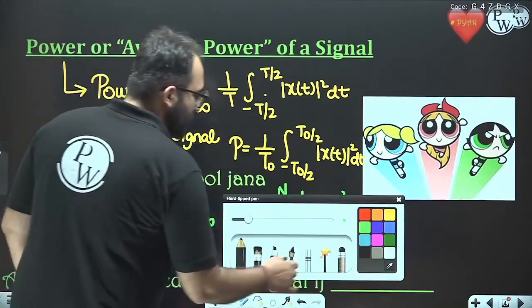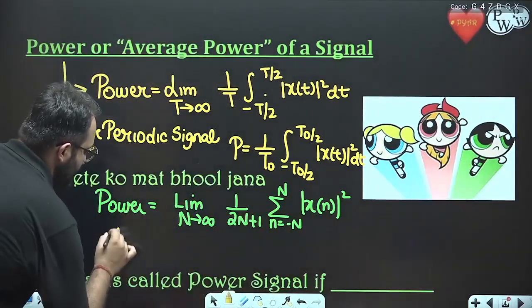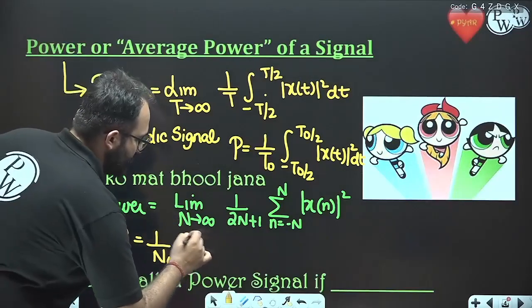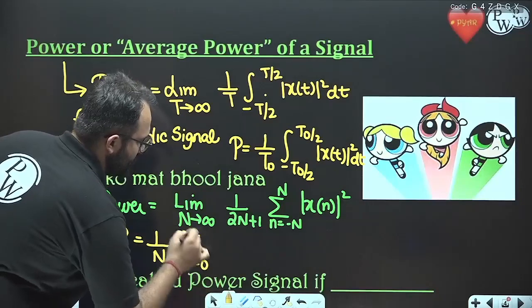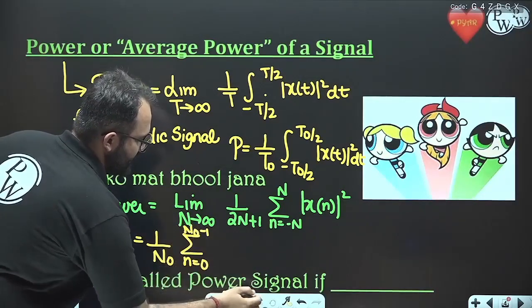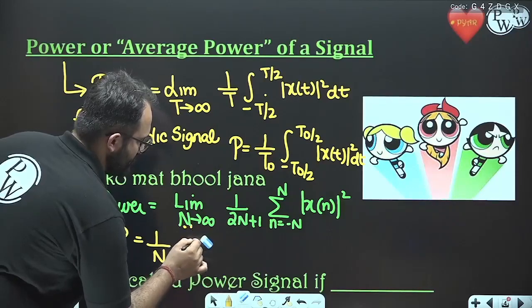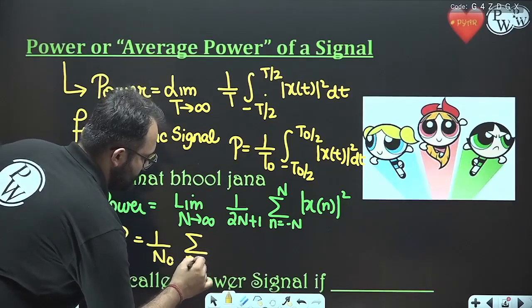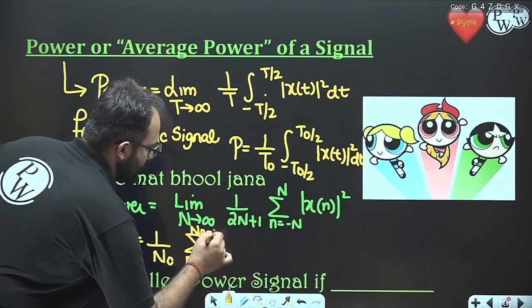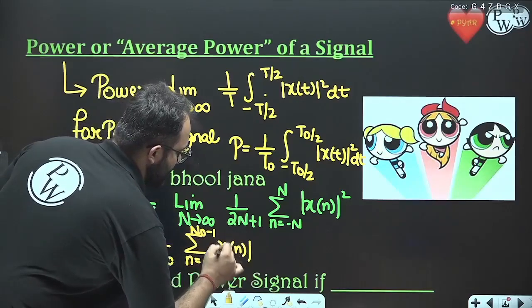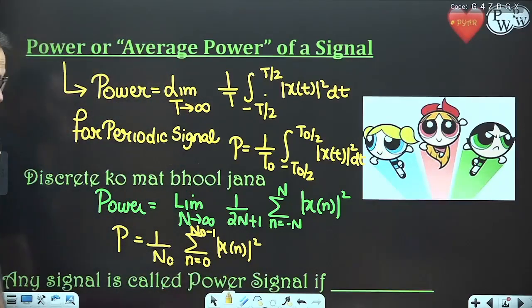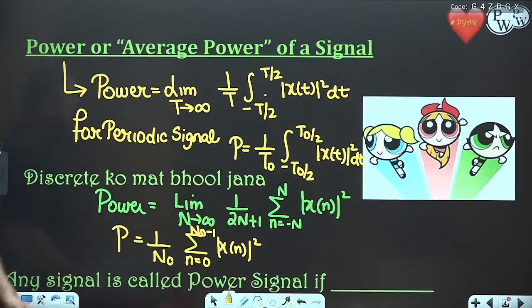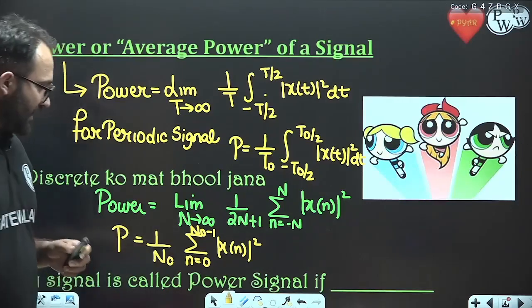But in the case of a periodic signal, the power is 1 upon the time period N naught, and summation over a period, that is, summation from 0 to N naught minus 1 of mod x[n] whole square. This is the formula for periodic signals. I hope you will remember these two formulas. These are two very important formulas for calculating the power of signals. Now let's move on.